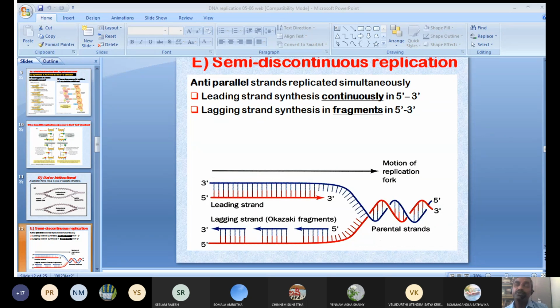We can see that both strands appear to be continuously synthesized. That's what we can feel. But one strand is always involved in lagging strand synthesis, and the other is involved in leading strand synthesis. The continuous direction is always 5' to 3' when the template is available. When the template is not available, then the fragments will be generated, which we call Okazaki fragments. That's what we can see.